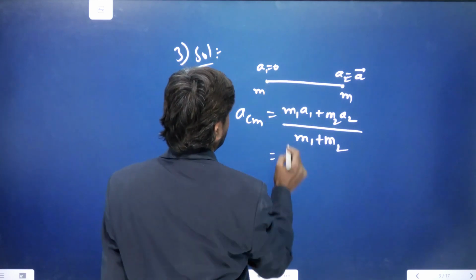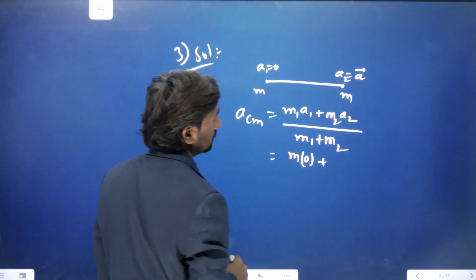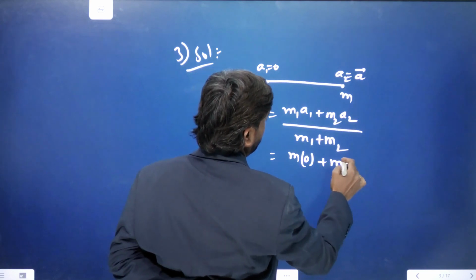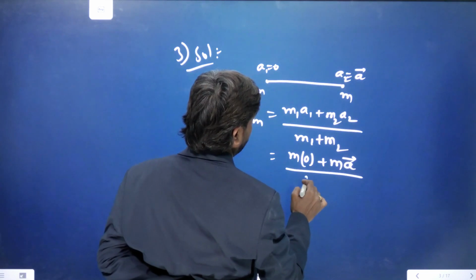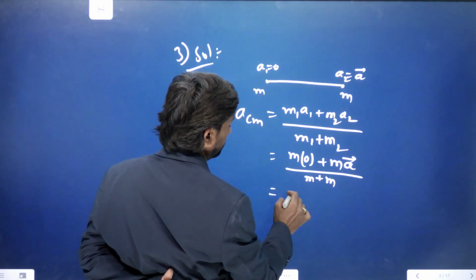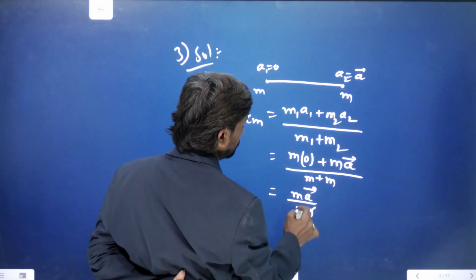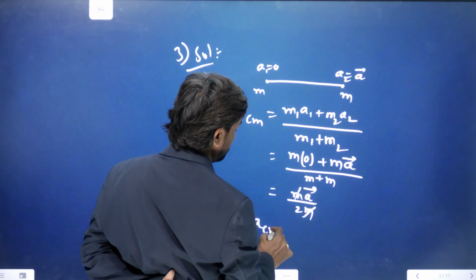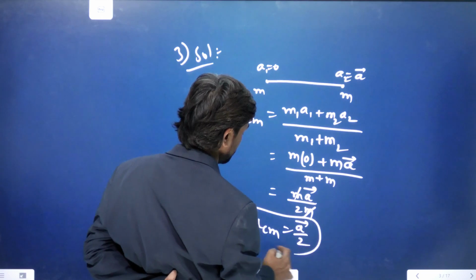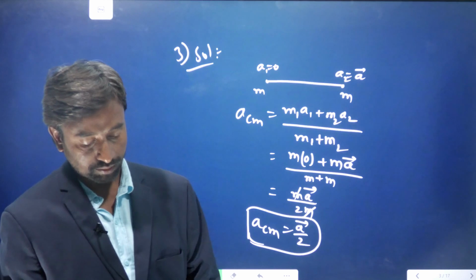So now here the mass is M and A1 is 0, plus this one has mass M and acceleration a bar, divided by M1 plus M2, so it is M plus M. So what will we get here? M into a bar divided by 2M. So M and M will cancel. Then ACM is equal to a bar by 2. So that is the answer. Third one, a bar by 2.